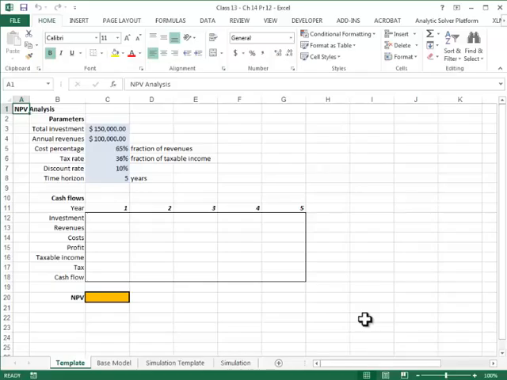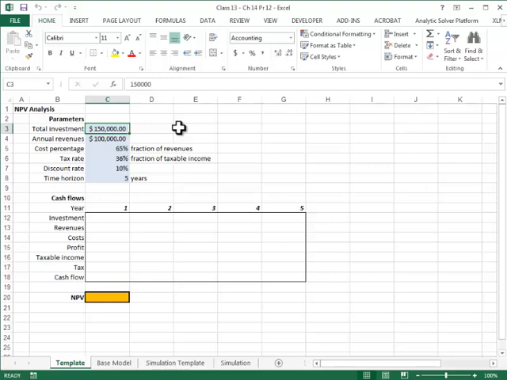In this next example, we'll be looking at problem 12 in chapter 14. Here we have an NPV analysis where you would like to invest in a company. The initial cost is going to be $150,000, which will be paid over the next 5 years in equal installments.